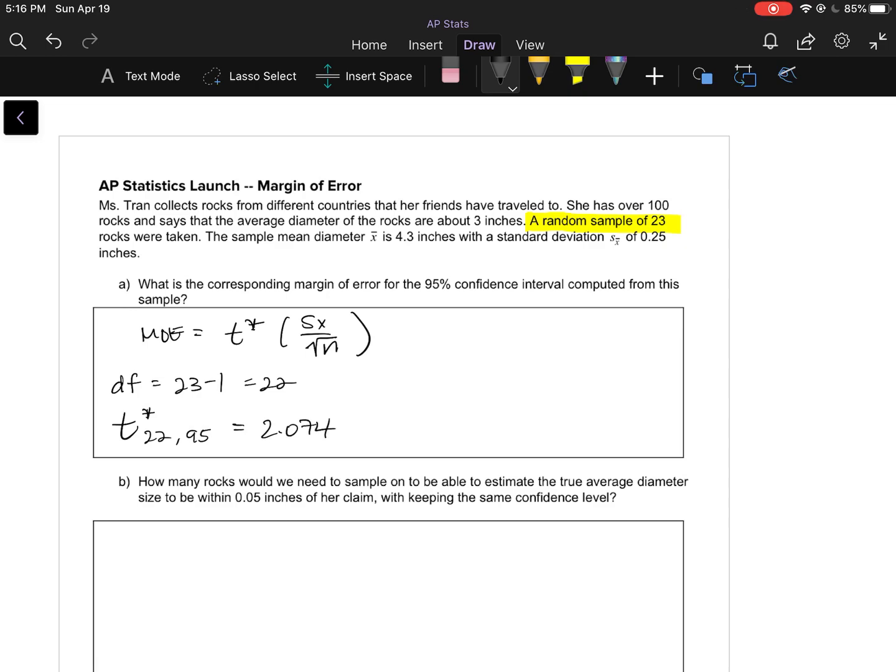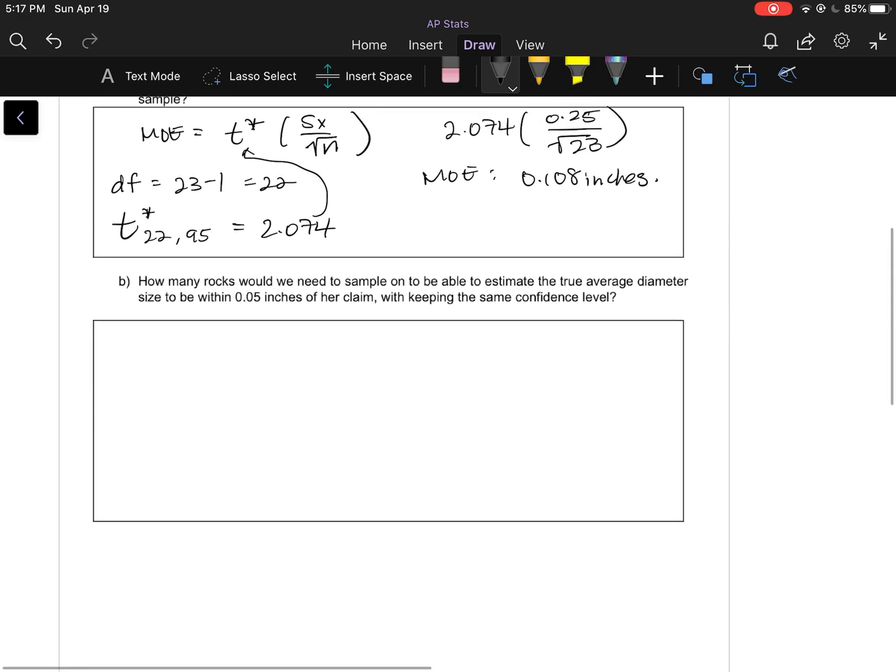2.074. So 2.074. And if I plug this into my equation, I get 2.074 times 0.25 over the square root of 23. And I get my margin of error to be 0.108 inches. Okay.